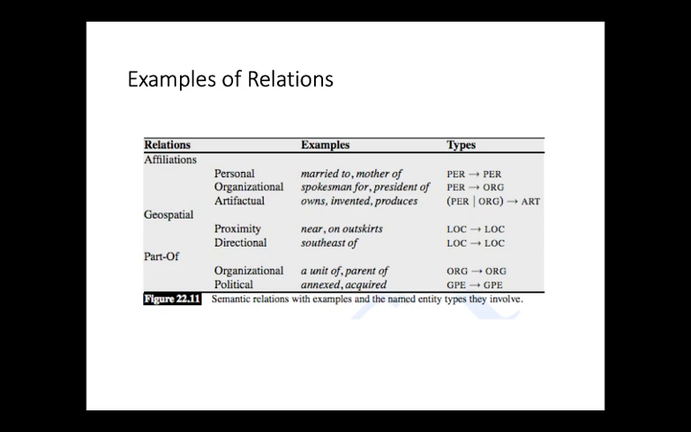These are all relations. And here, we have these stated in terms of the types you might use in named entity recognition. So person-to-person relations, person or organization to artifact, that's what ART stands for, org to org, GPE to GPE relations.